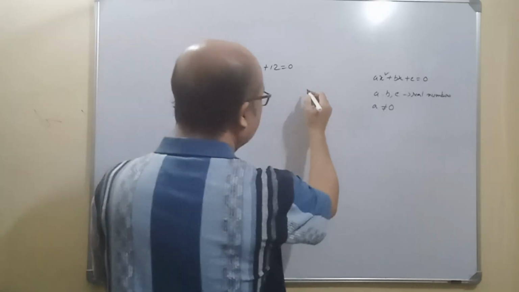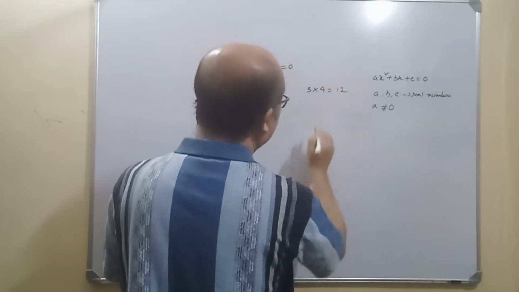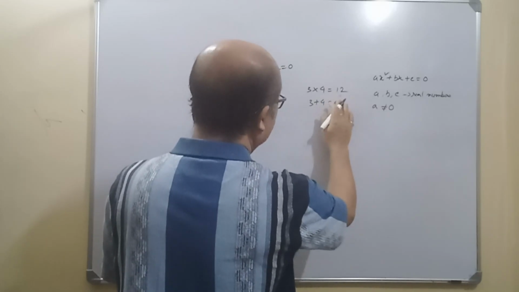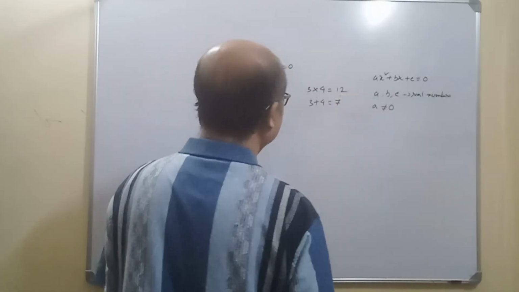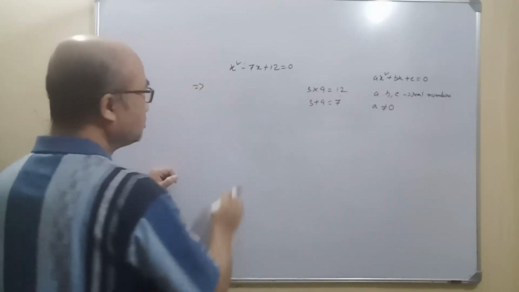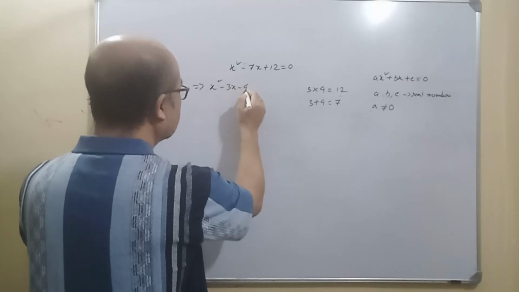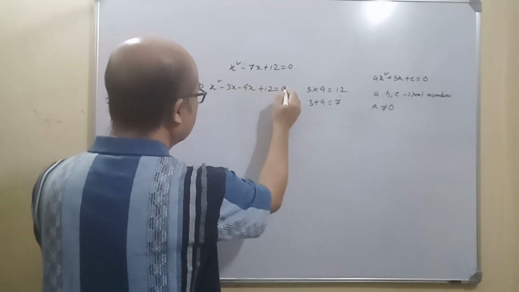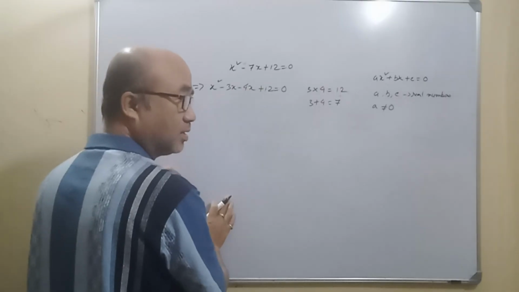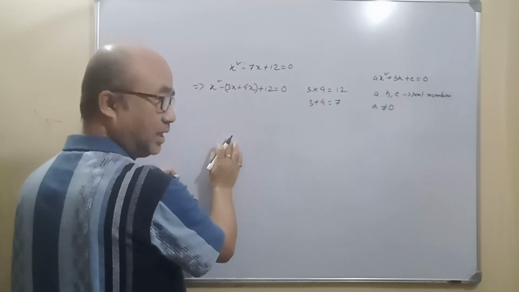So the two numbers are 3 and 4: 3 into 4 is 12 and 3 plus 4 is 7. So let us expand this equation: x square minus 3x minus 4x plus 12 is 0. Minus 3x minus 4x is minus 7x. Actually we are adding these two numbers, because if you put the bracket it becomes addition.